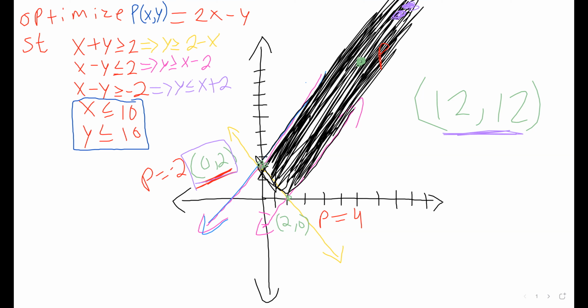For example, I plugged in 12 here and I got 12, 12, and I got 12 for P. If I plugged in 1,000, 1,000, I get 1,000. And clearly that goes on forever. I could plug in a million, and get P equals 1,000,000. So this is an area where we're unbounded.